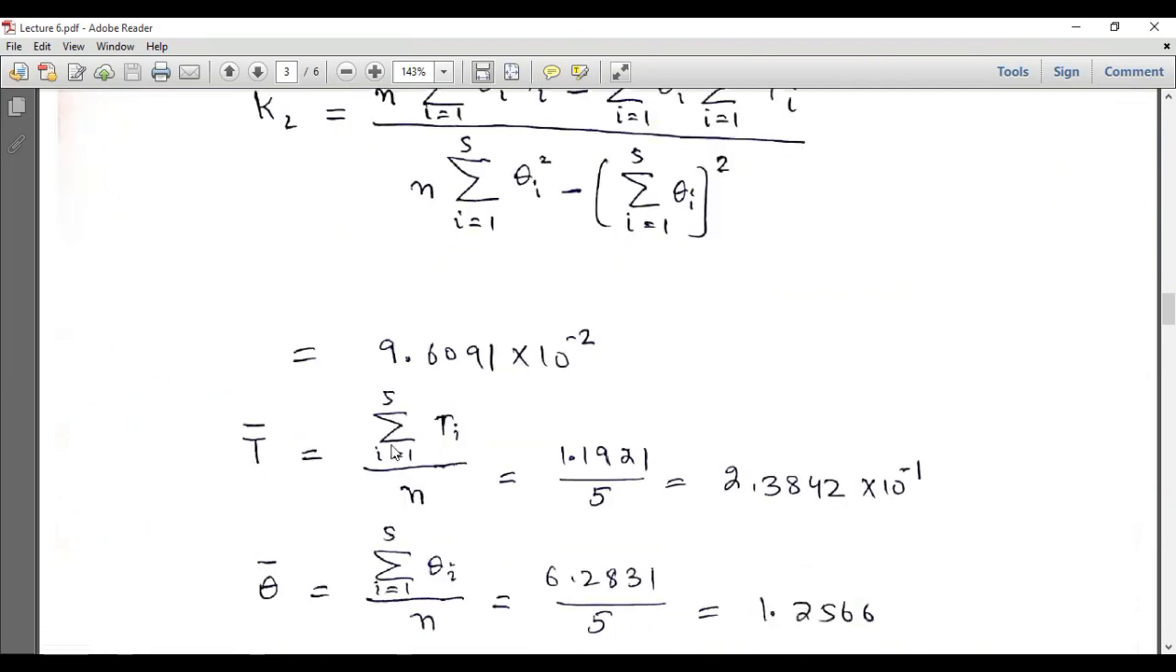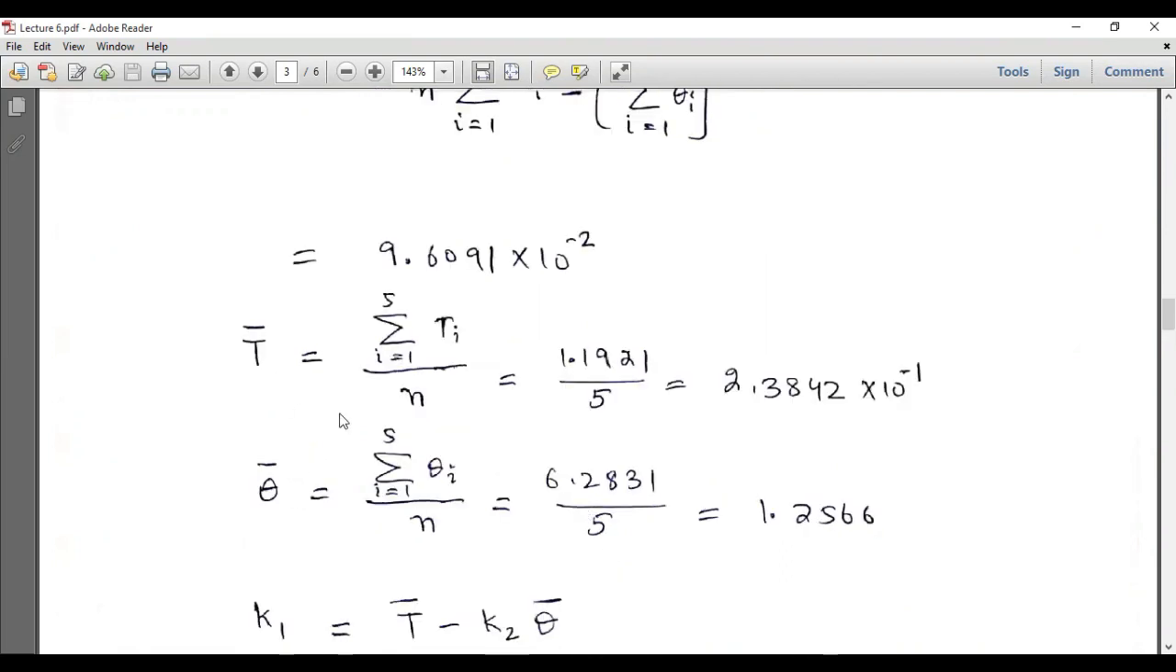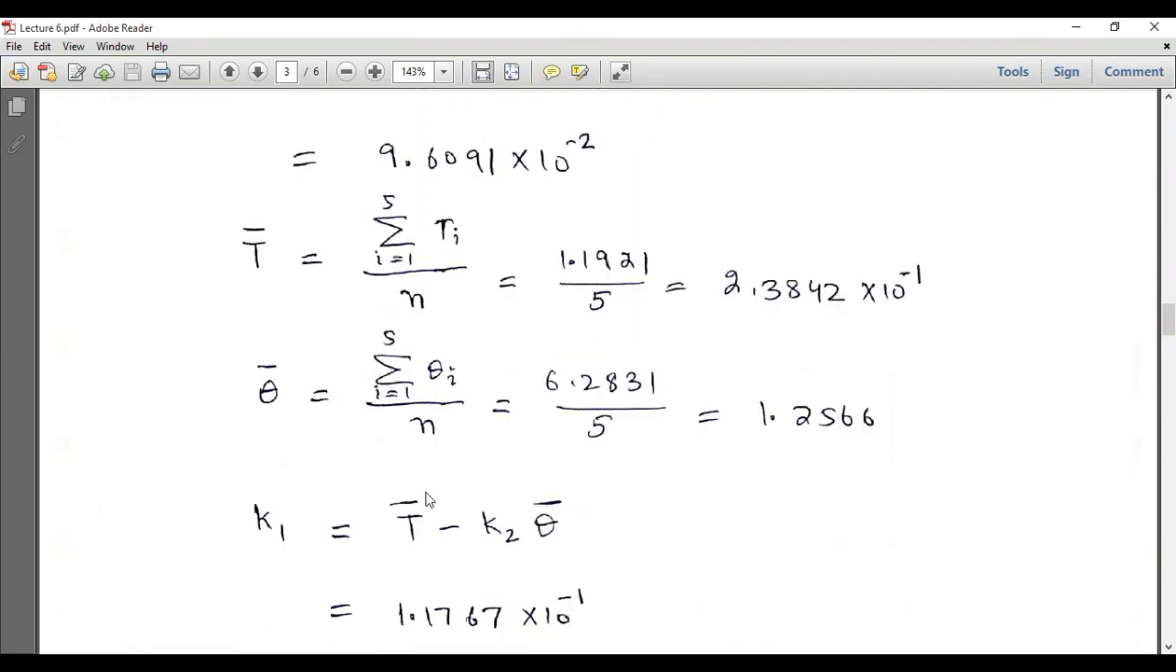Similarly, this is T bar, right? So T bar is equal to summation of T divided by N. This is theta bar, and it is equal to summation of theta divided by N. These summations are already evaluated, and theta bar and T bar can be calculated. Now k1 is equal to T bar minus k2 theta bar. So all values are given, and it is very easy to evaluate the values of k1 and k2.